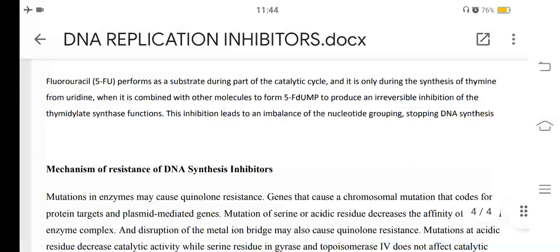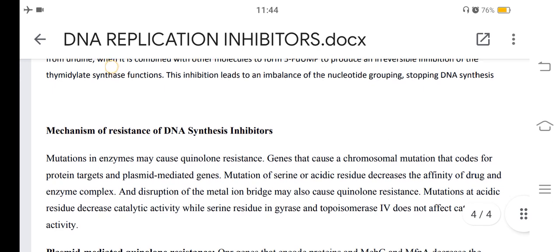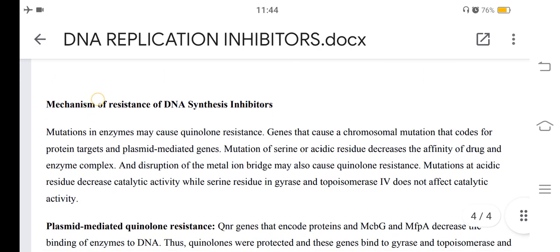Then fluorouracil, 5-FU, performs as a substrate during part of the catalytic cycle, and it is only during the synthesis of thymine from uridine, when it is combined with other molecules to form 5-FdUMP, that it produces an irreversible inhibitor of the thymidylate synthetase function. This inhibition leads to an imbalance of the nucleotide pool, stopping DNA synthesis.